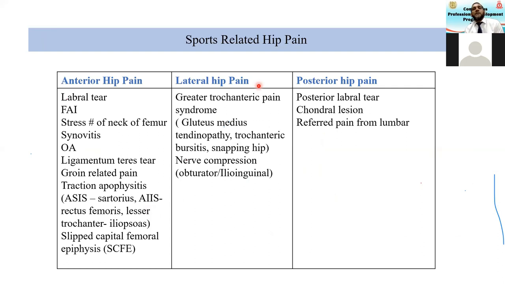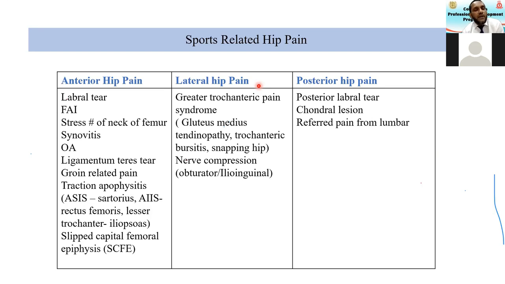So, sports conditions around the hip now. Moving on to the hip conditions. The hip conditions are also among the commonest in sports, where we can divide them into anterior, lateral, and posterior hip pain. The commonest conditions with anterior hip pain are labral injuries and femoroacetabular impingement. We will discuss that. And then stress fracture of the neck of femur, which we should not miss, and synovitis and osteoarthritis, ligamentum teres tear, which all present as anterior hip pain, and also groin-related pain, which we will discuss under the groin.